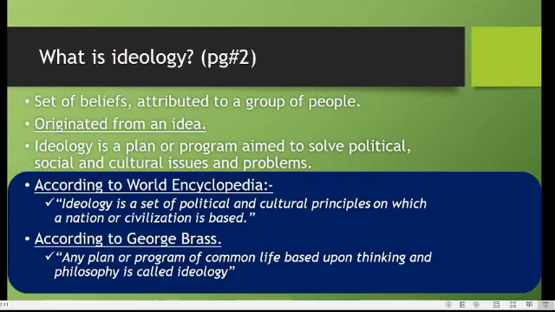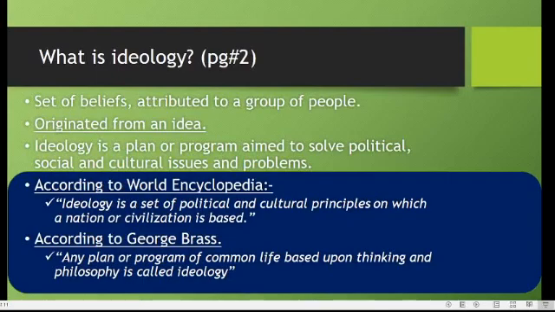So how does this ideology originate? The term ideology originated from an idea. Firstly, it is an idea. When that idea gets recognition and acknowledgement, then that idea changes into an ideology. At the state level, ideology is a plan or a program that aims to solve political, social, and cultural issues and problems. Previously I was talking about an individual level, about a belief or an idea, but now I'm talking about the state level. Let's suppose Pakistan.